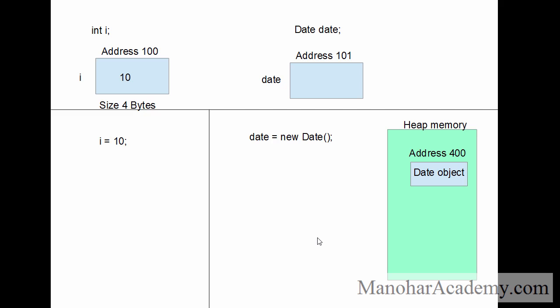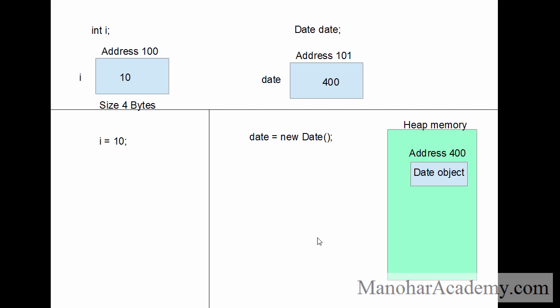New object will be created in heap memory. So again, here the object is created at a different memory. Again, memory is allocated. We have to remember that whenever we create an object, memory will be allocated and the object will be created. Let's say the object is created at address 400. This 400 will be saved in the memory allocated to the variable.